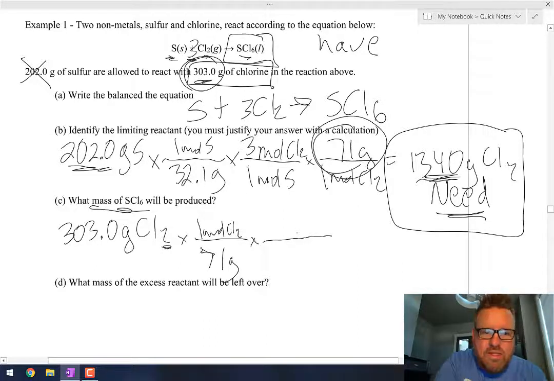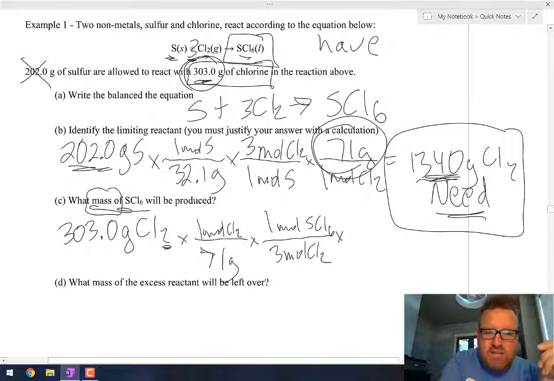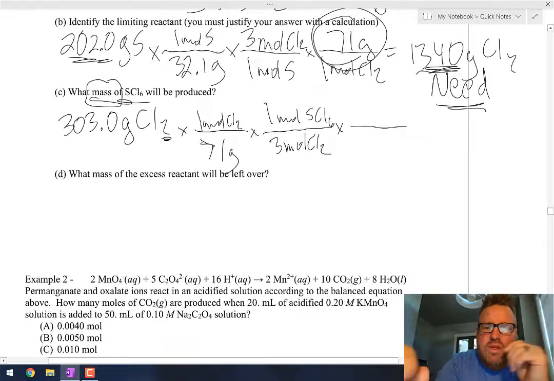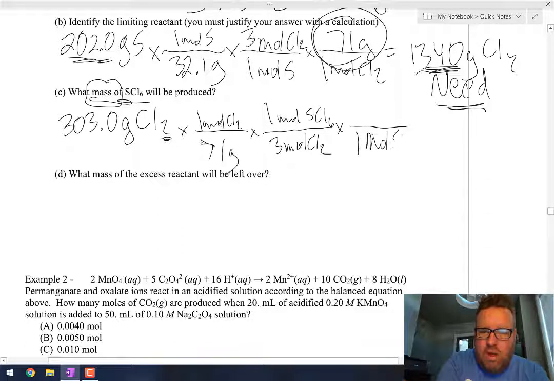And then from the balanced equation, 3 moles of Cl2 are going to make 1 mole of SCl6. And then again, they want to know the mass of SCl6. So my last step is going to be the molar mass of SCl6. So I'm going to take 35.5 and multiply it by 6. And then I'm going to add 32.1. And I get in 1 mole of SCl6, there are 245 grams.